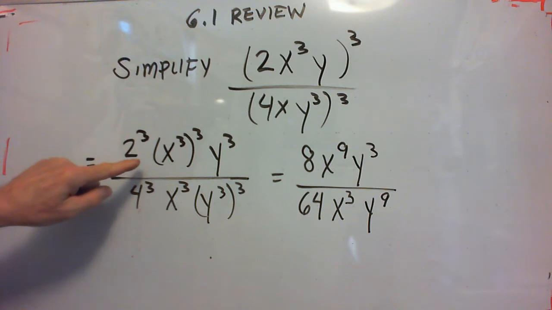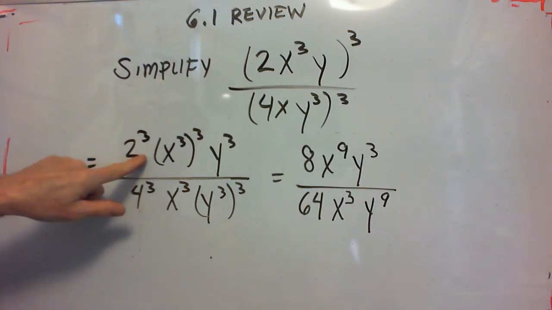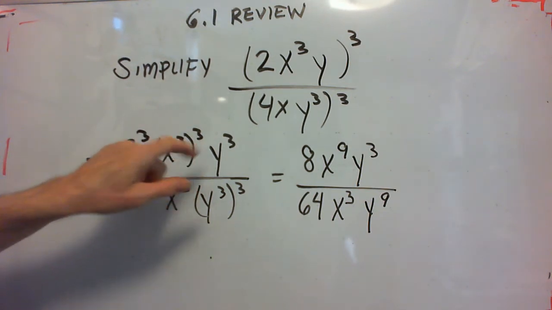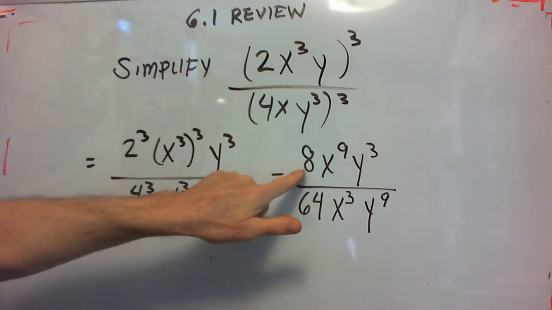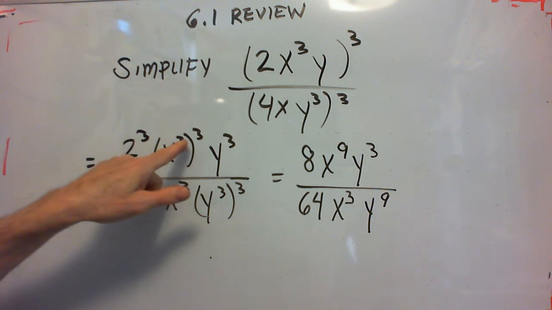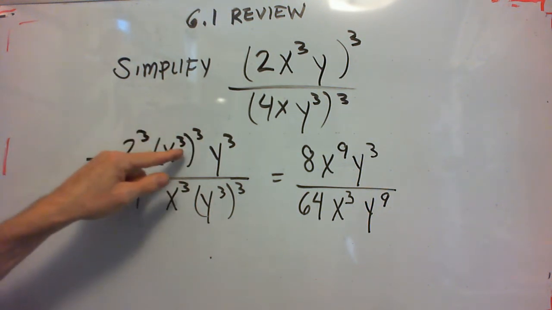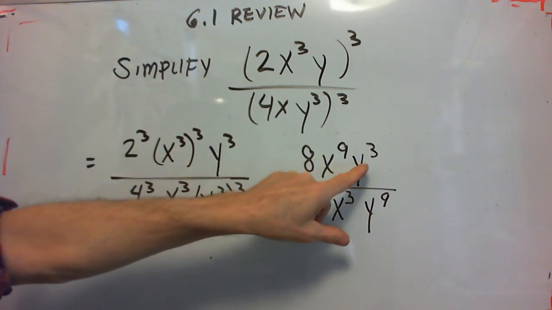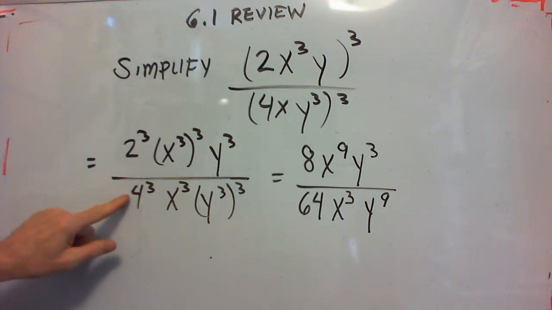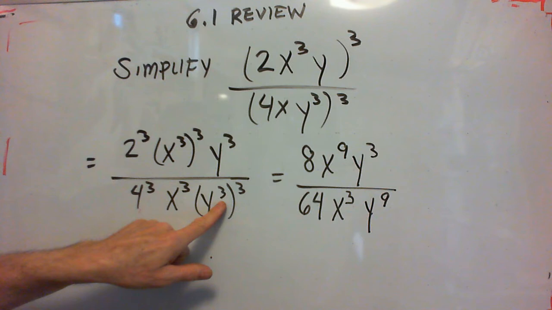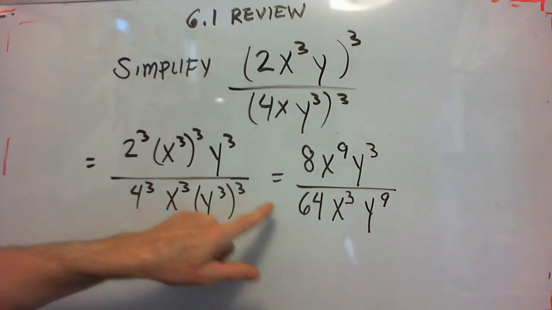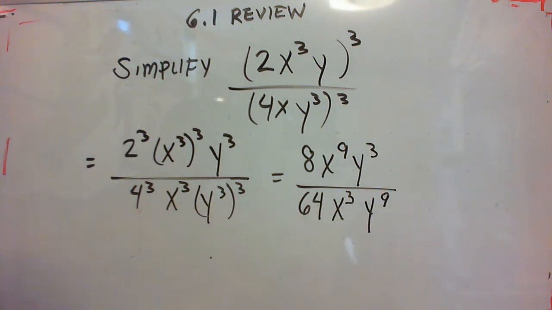So the numerator turns into 2 cubed x cubed quantity cubed y cubed, which turns into 2 times 2 times 2, 8 x to the 3 times 3. When you raise a power to a power, multiply exponents, y to the third. In the bottom, 4 cubed is 64, x cubed, y cubed raised to the third. Again, multiply exponents, 3 times 3. So we get y to the 9th in the denominator.